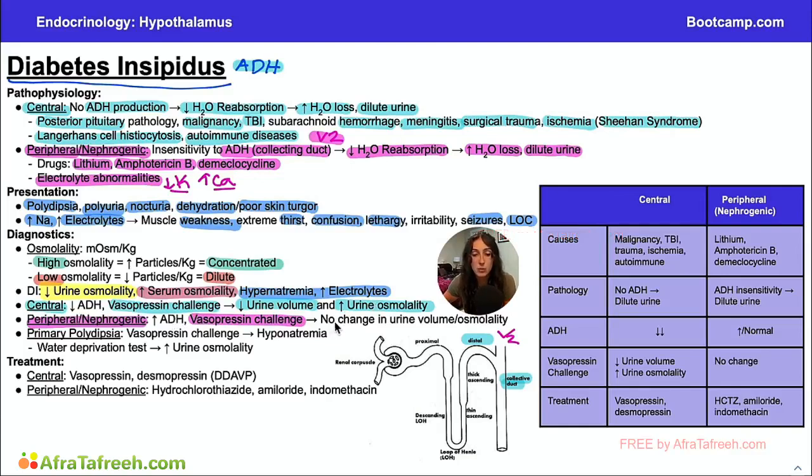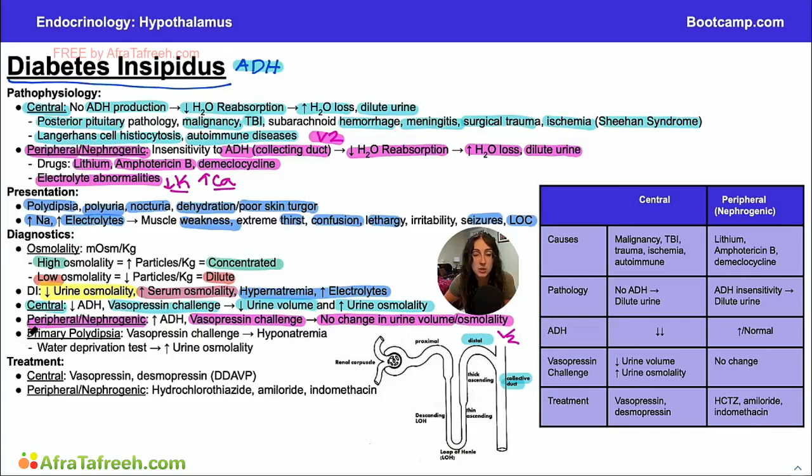And thus, when we do the vasopressin challenge with our peripheral or nephrogenic diabetes insipidus, we're going to see no change in urine volume, and no change in urine concentration or osmolality, which is directly contrasting to our central diabetes insipidus, where we would see a significant response, decreased urine volume, and increased urine osmolality. So this vasopressin challenge is going to be a great way to distinguish between central and peripheral diabetes insipidus, and a great thing for you to remember for your boards.